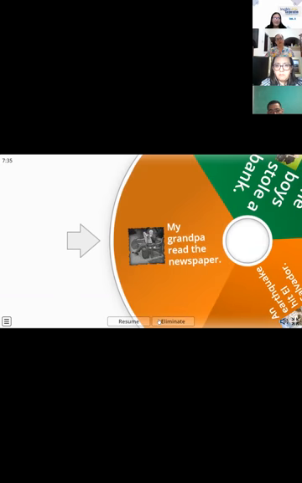My grandpa read the newspaper. The newspaper was read by my grandpa. Exactly. The newspaper was red, like the color. The spelling is exactly the same, but you pronounce it like the color, right? So the newspaper was read by my grandpa. And of course, we still have two more.